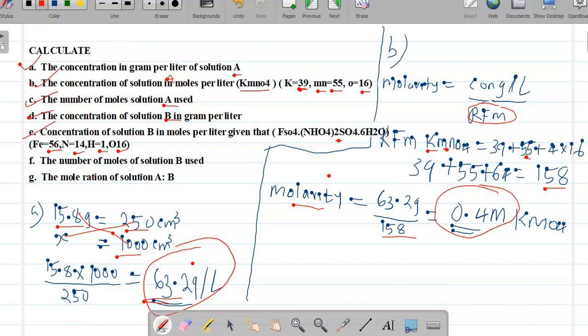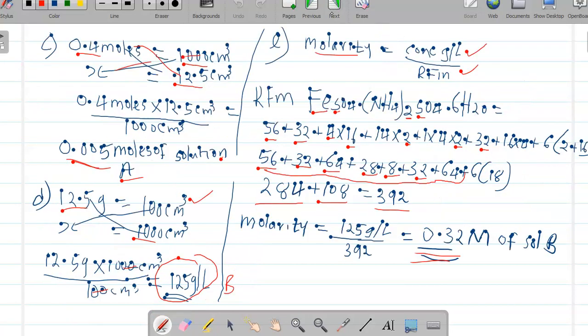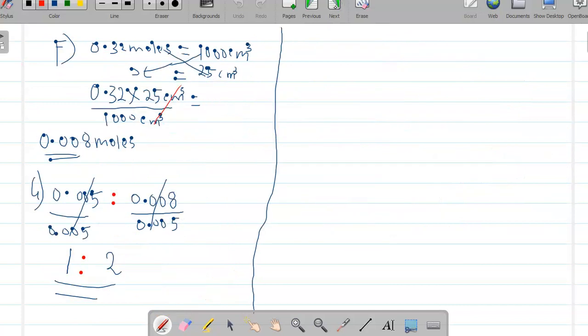Question F, the number of moles of solution B used. To calculate the number of moles of solution B used, do we have the volume used? We have the volume used here, 25 centimeter cube of solution B using a pipette. We have the volume is 25. And also we have the molarity we have obtained right now. Since we have obtained molarity, 0.32 is equal to 1000, 25 is equal to how much? Then you cross multiply.